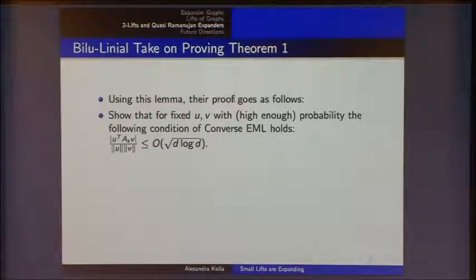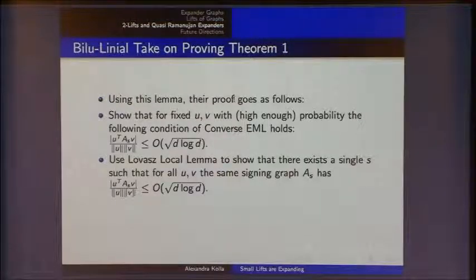They show, fix u and v belonging to 0, 1, or I guess 0, 1, minus 1, but this is a technicality, that with high enough probability this holds. So this ratio is bounded by order root d log d. And now you can see where the log^3 d comes from. Because you saw that this happens, then use the Lovász local lemma to argue that there exists a single signing that, for all u, v, the same exact signing gives you this order root d log d ratio.